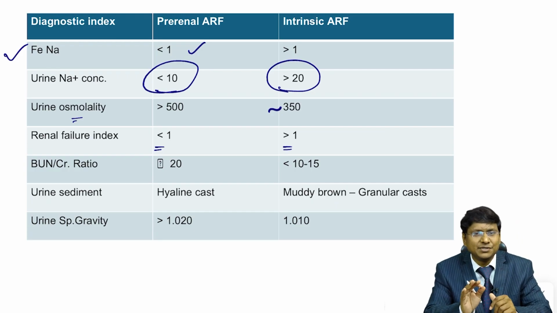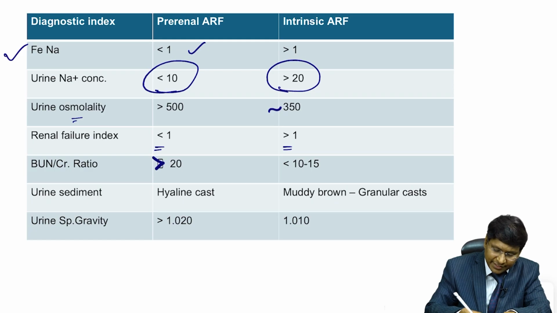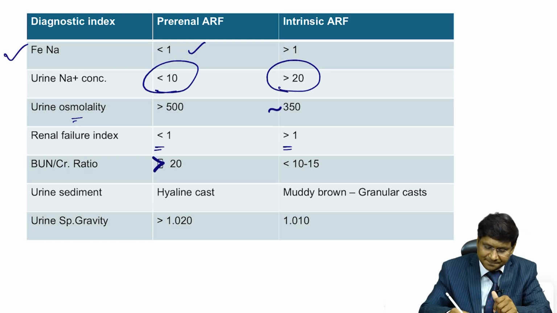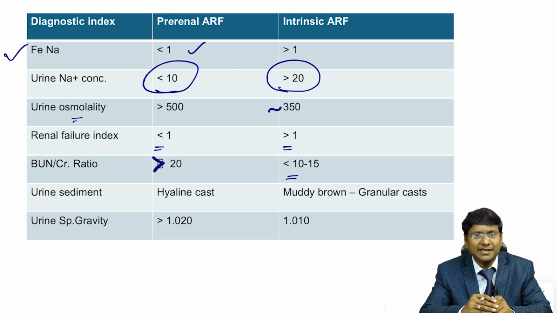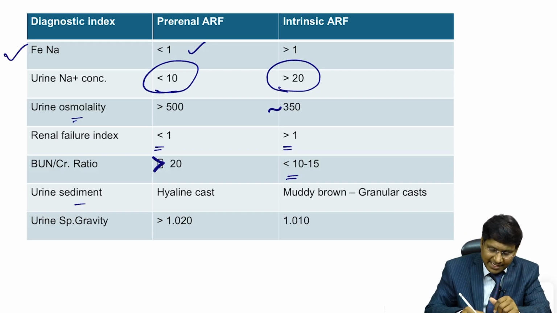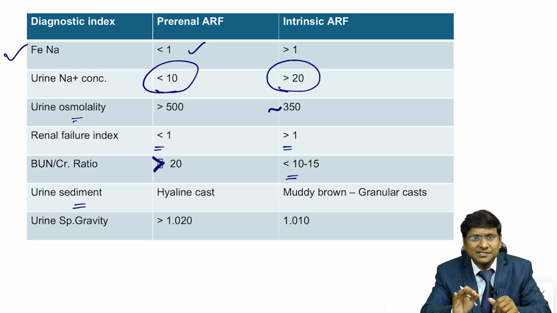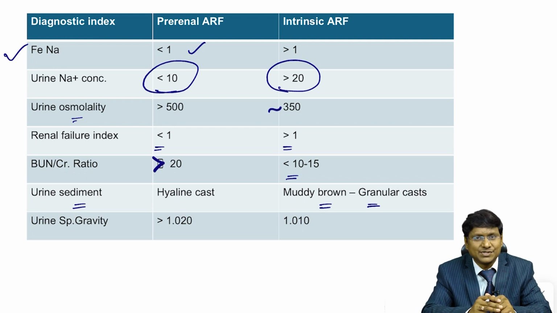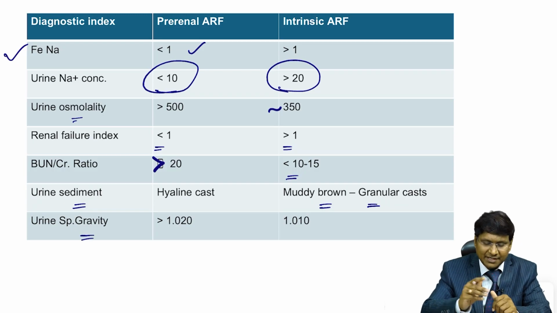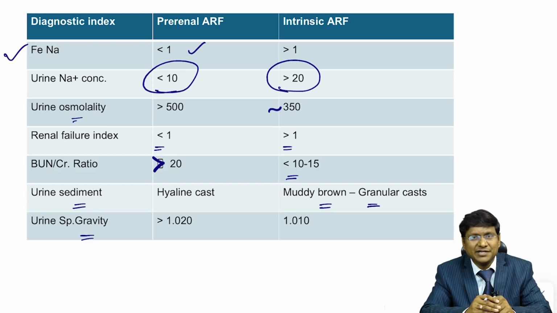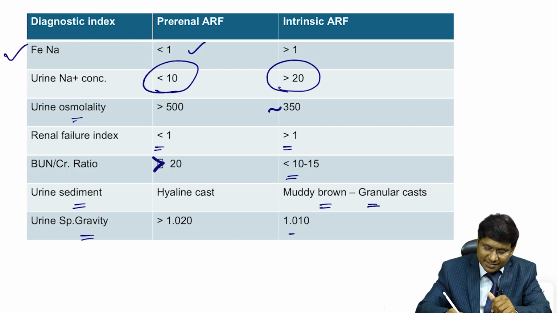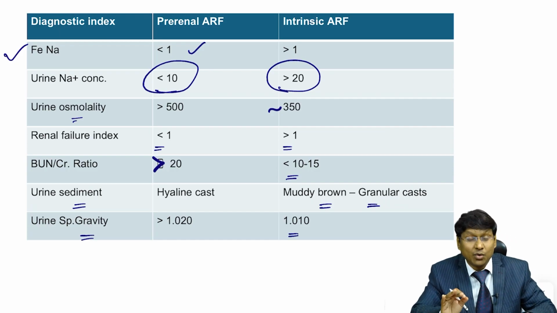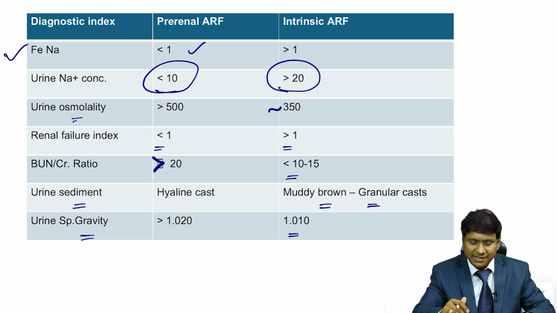And the blood urea nitrogen to creatinine ratio will be more than 20 in case of pre-renal, and less than 10 to 15 in case of intrinsic renal. The urine sediment will show the presence of hyaline cast in pre-renal, whereas in intrinsic renal you have the presence of muddy brown granular cast. And the urine specific gravity in pre-renal will be more than 1.020, whereas in intrinsic renal it is around 1.010. That is what you observe in intrinsic type of acute kidney injury.